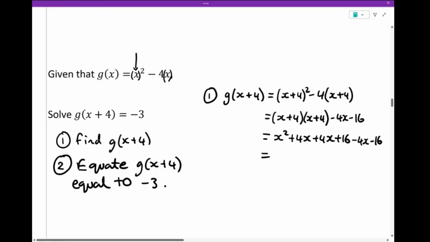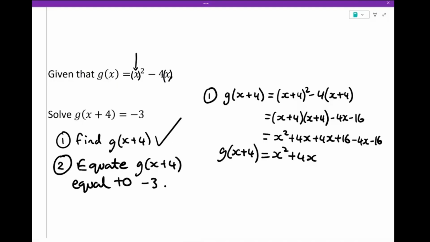But if we collect like terms, I would have x squared. We've got plus 4x and subtract 4x. So that's going to leave me with positive 4x. And then finally, we have a 16, subtract the 16. So that's going to leave me with 0. So we've ended up with x squared plus 4x once we've simplified that. So that is my final expression for g of x plus 4. So I've successfully completed step 1.